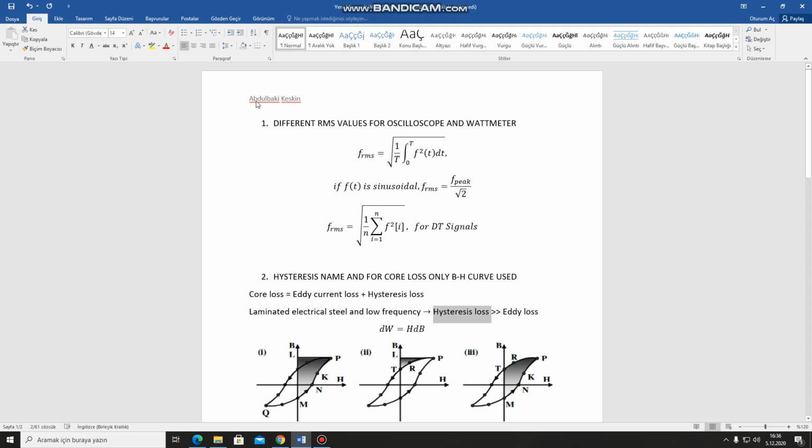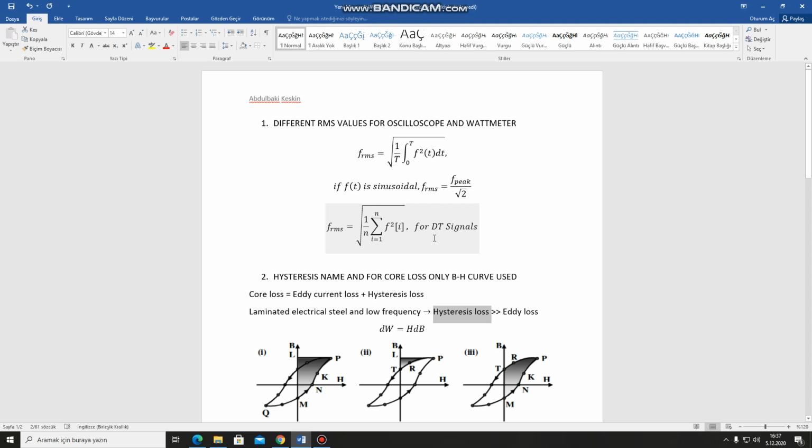Let's start with the first one. The first one was about the RMS values, different RMS values read by the oscilloscope and voltmeter. This is the RMS value calculation method: take the signal, take the square of it, integrate over one period, then normalize and take the square root of it. And if our f of t continuous time signal is sinusoidal, then we can directly calculate its RMS value by this ratio, taking the peak value and dividing by square root of 2.